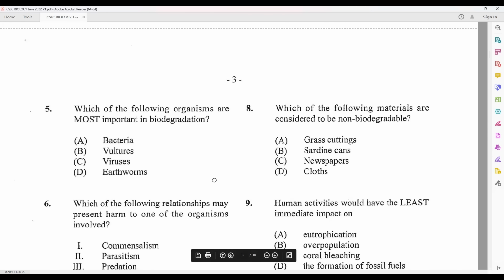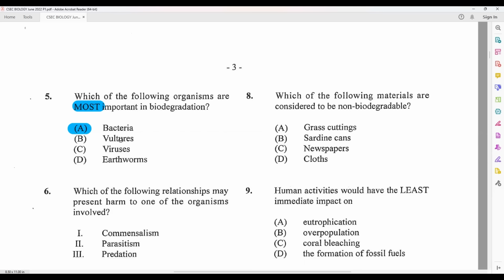Which of the following organisms are most important in biodegradation? And we're looking at bacteria for this answer. Vultures, we know those big birds, they eat dead organisms. You might have bounced a dog or something, and you may have seen a vulture pass by. Viruses, earthworms. So A is the best answer.